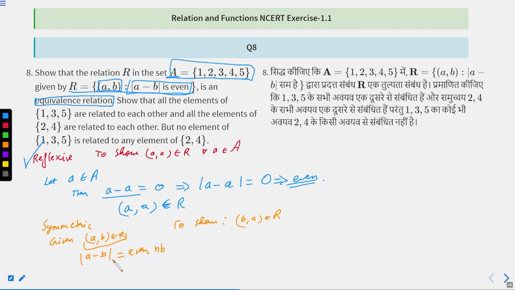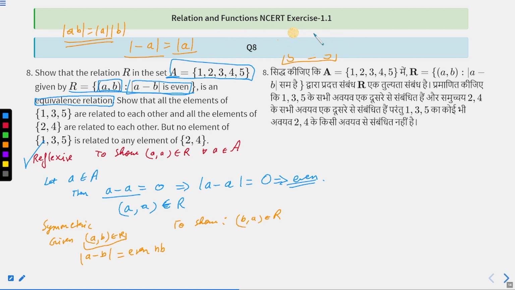Now, if you recall, the modulus of minus A is the same as the modulus of A. For example, the modulus of minus 5 will be equal to the modulus of 5, because the output will be 5 in both cases, and both outputs will be equal to each other. Okay, I hope this is clear to you.